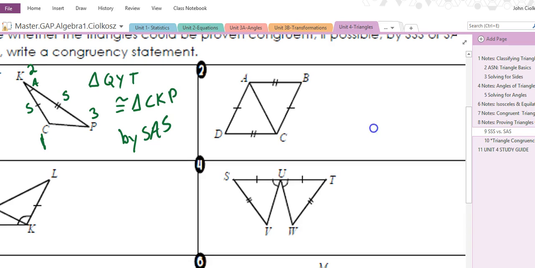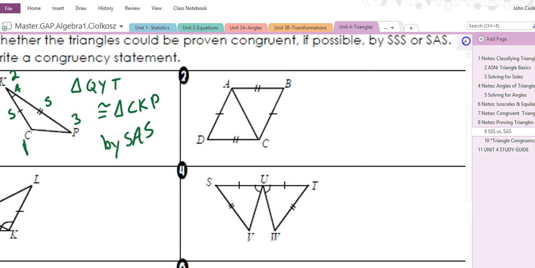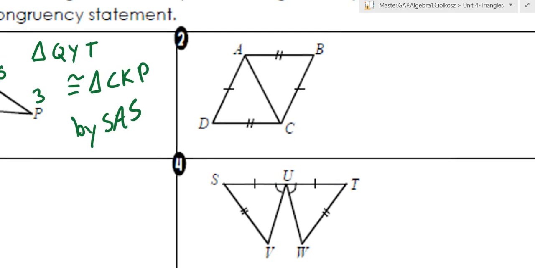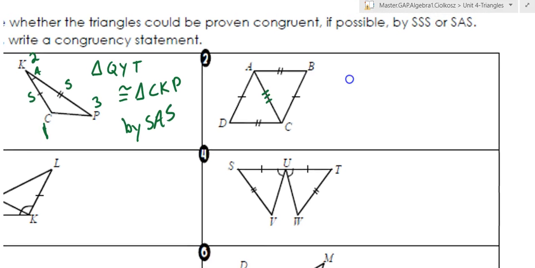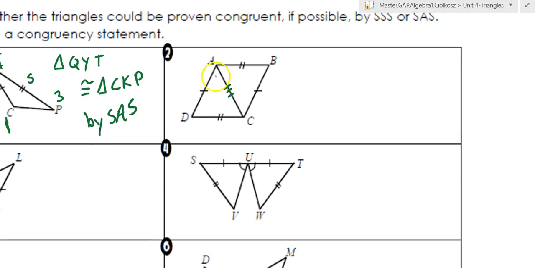Let's take a look here at number 2. A cool thing we referenced is what's known as the reflexive property. That refers to this line. Seeing how this line is in both triangles, we can always say it's congruent to itself. So let's start with this left triangle and label it 1, 2, 3. I see one set of congruent sides, another set, and that middle line is congruent to itself. You can write the "by" at the beginning or the end. I'm going to write it at the start this time: by side, side, side.